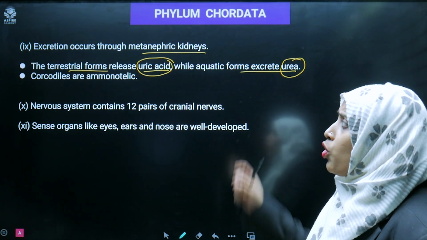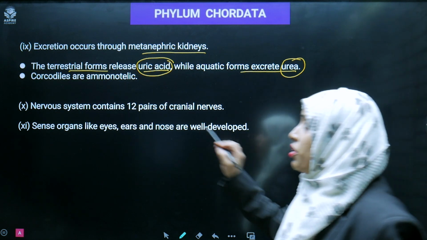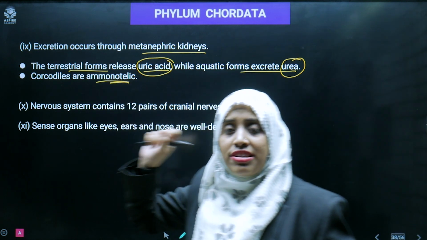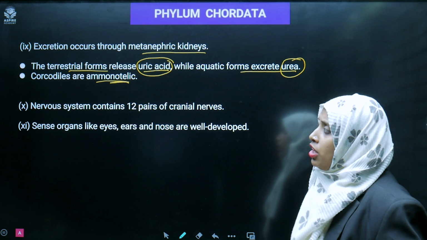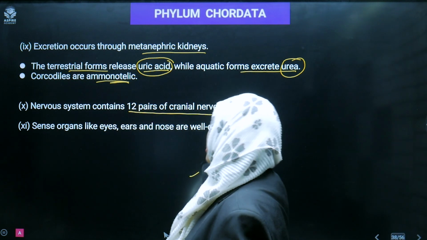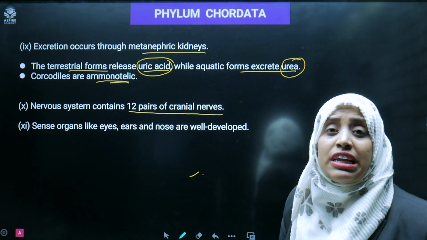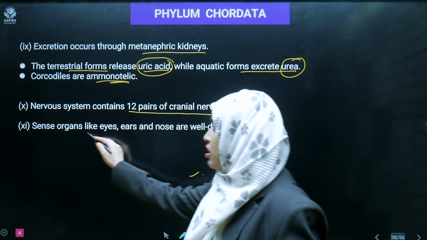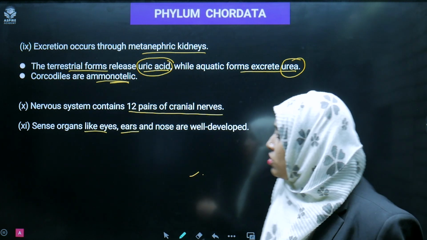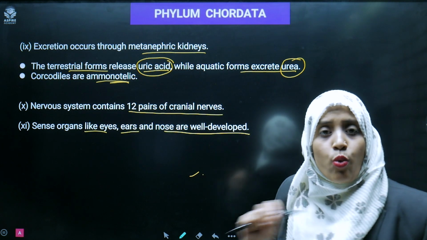Okay, now crocodile is ammonotelic. So crocodile का जो waste है, that is ammonia. Now, the nervous system contains 12 pairs of cranial nerves and the sense organs, eyes, ears, nose. Okay, so these are well developed.